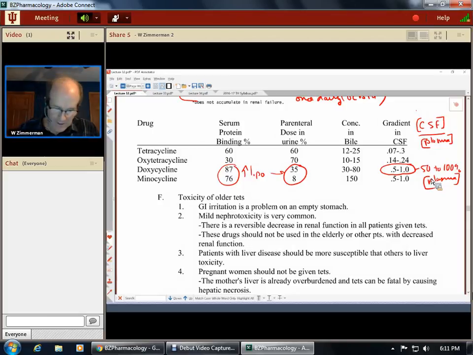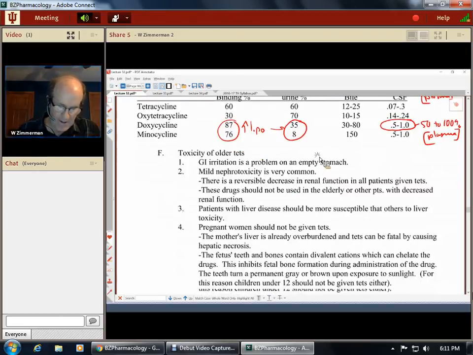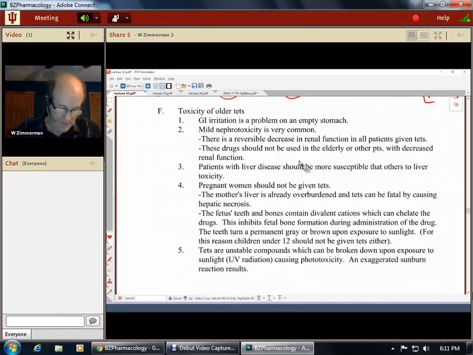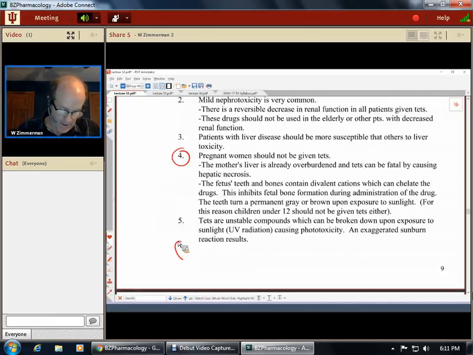So, let's see, toxicity. Of the older tests, I've got newer tests on the next page, but it's very, very common. There's some mild nephrotoxicity, GI irritation, things that I would pick on the exam, you guys. Points number 4 and 5. A pregnant woman shouldn't be given tests. Mother's liver is burdened, and particularly when we start talking about doxycycline, but the test can cause some liver trouble.